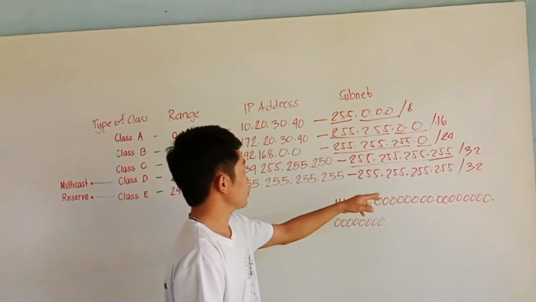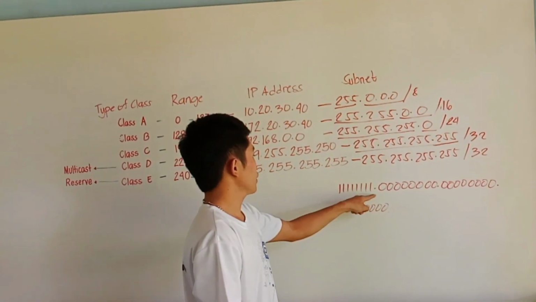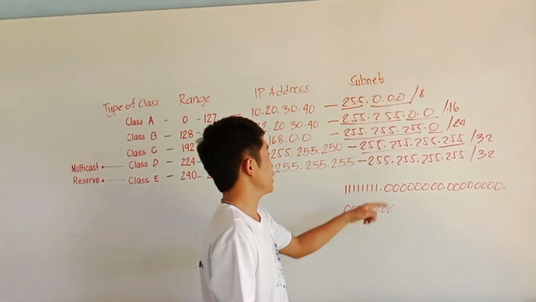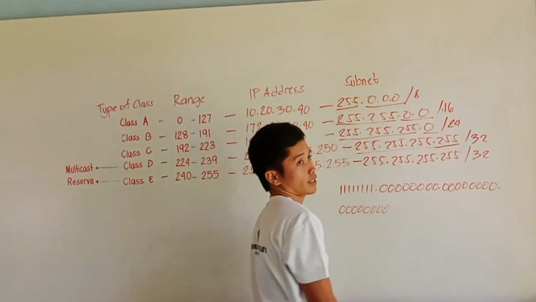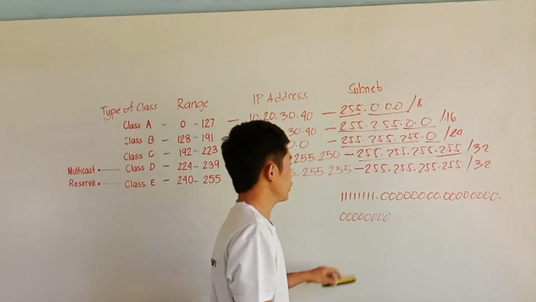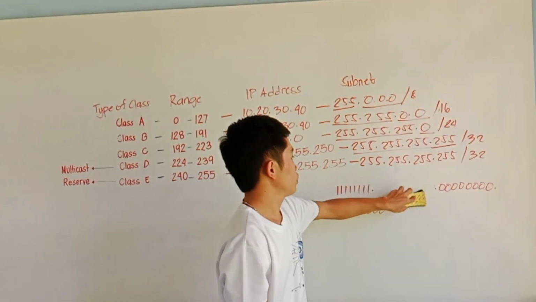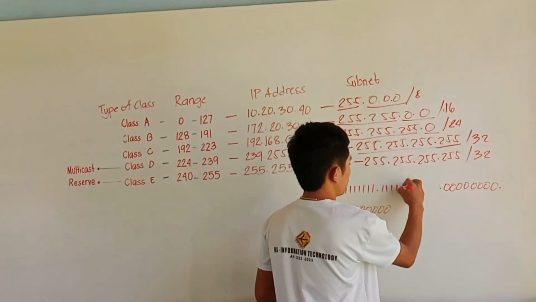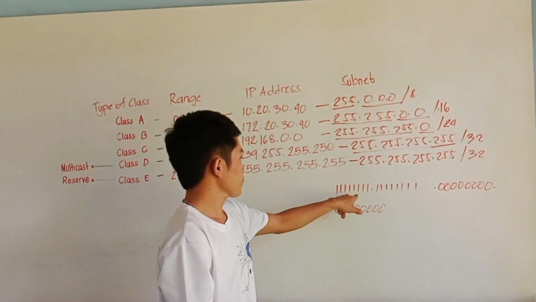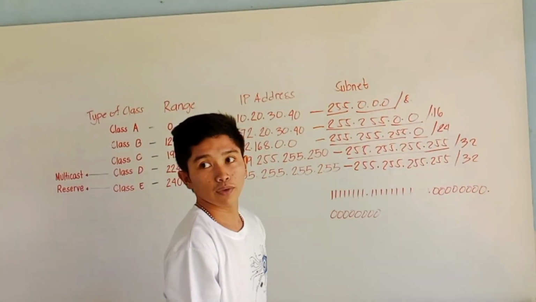So that's why I put this 8, because if you count this number, it will be 8. So 1, 2, 3, 4, 5, 6, 7, 8. That's why it will become 8 bits. Then for the class B, we have two networks. That's why we will replace this 0 into 1. 1, 2, 3, 4, 5, 6, 7, 8. Then, if you add these two 8s, it will be 16 because 8 plus 8 equals 16.